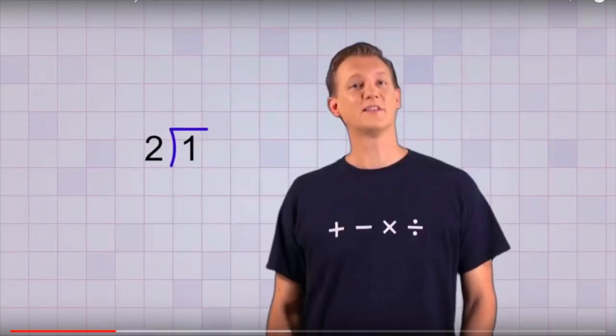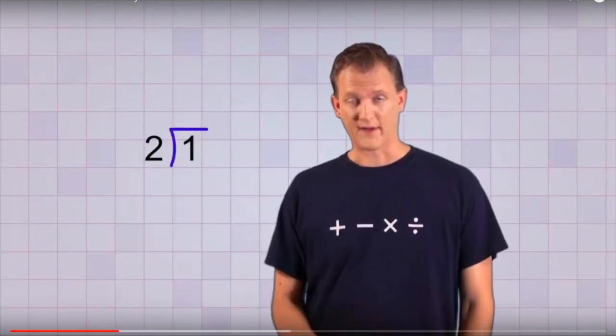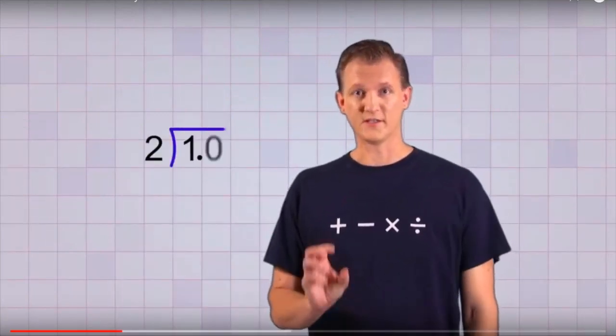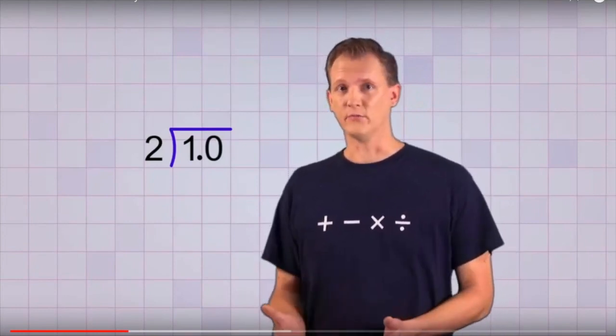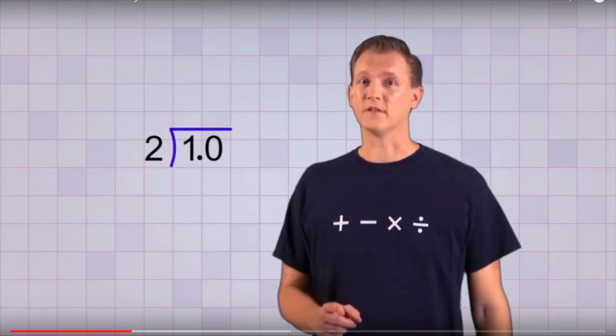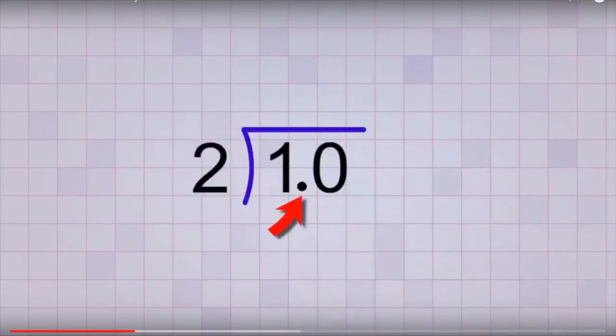Now you remember that in the last section, we learned that 1 could be written as 1.0 or 1.00 or 1.000, and its value is still 1. Let's try doing that here and see what happens. After the 1, put a decimal point and then a 0 in the tenths place. Now our division problem looks like 10 divided by 2, and that's easy to do. The only difference is we have a decimal point. Let's ignore the decimal point for a minute and pretend that our problem really is 10 divided by 2.